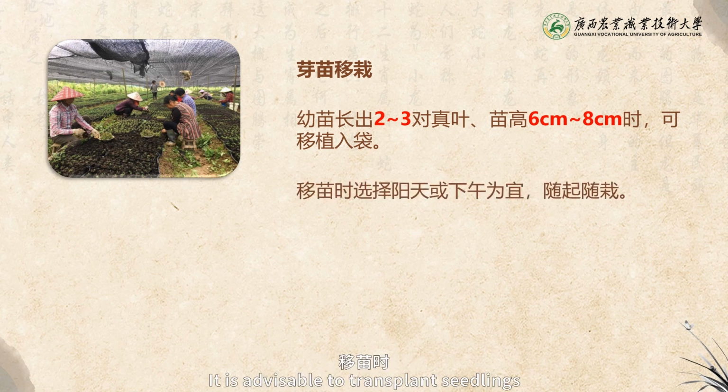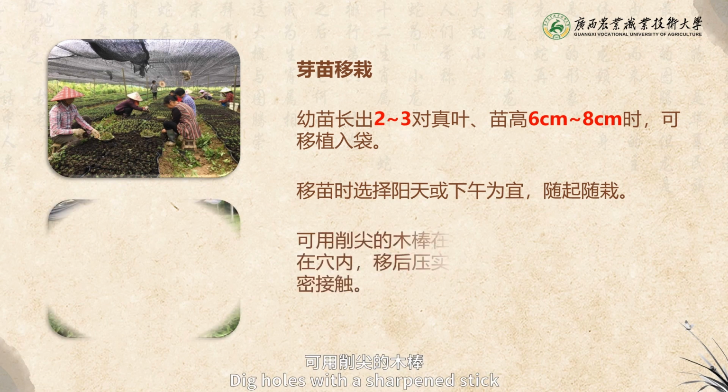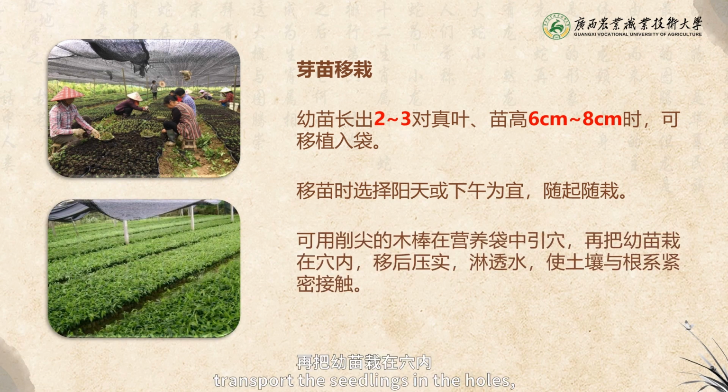It is advisable to transplant seedlings on cloudy days or afternoons and plant them immediately after you dig them out. Dig holes with a sharpened stick in the nutrient bag, transport the seedlings in the holes, compact the soil, and water thoroughly so that the soil and the root system are in close contact.